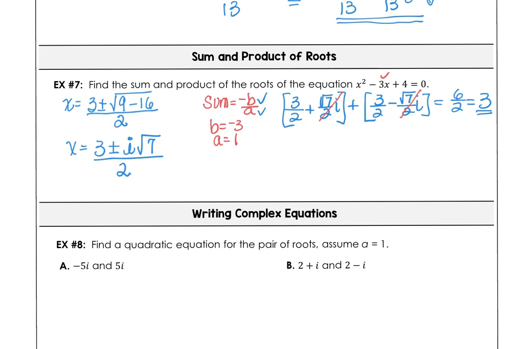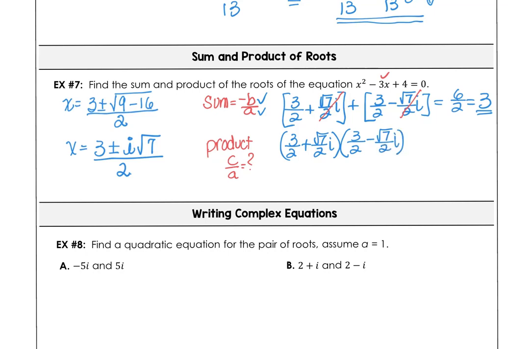That checks out. Now let's try the next property. That property said the product of the roots should be c over a. So we want to verify that. Is the product of our roots c over a? So that's what we're checking out. And the product would be 3 over 2 plus square root of 7 over 2i times 3 over 2 minus square root of 7 over 2i.